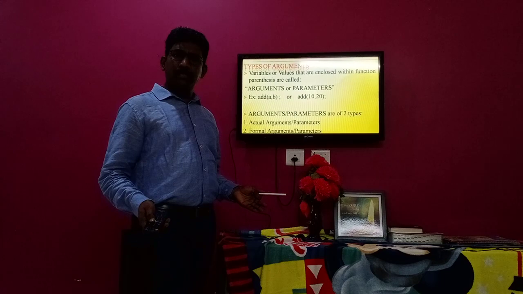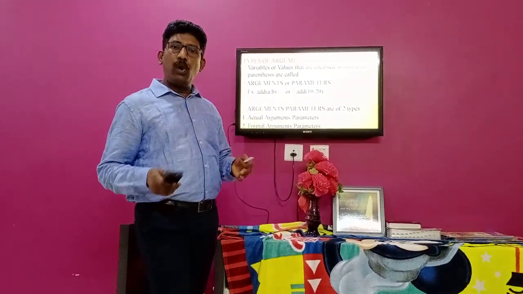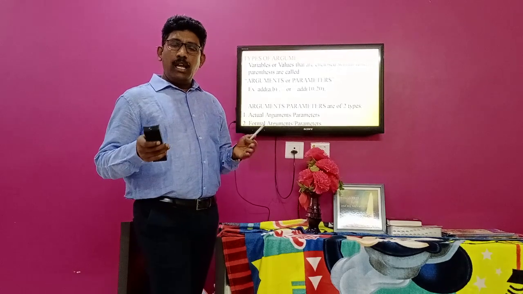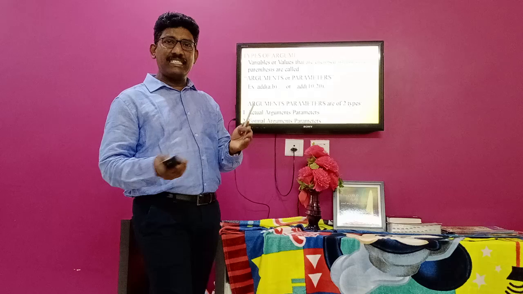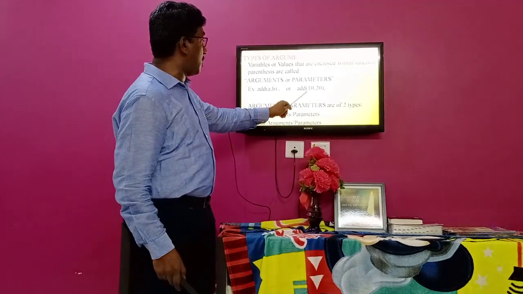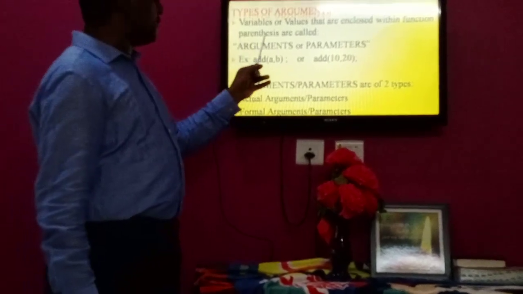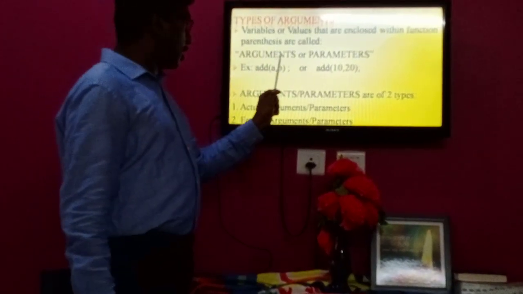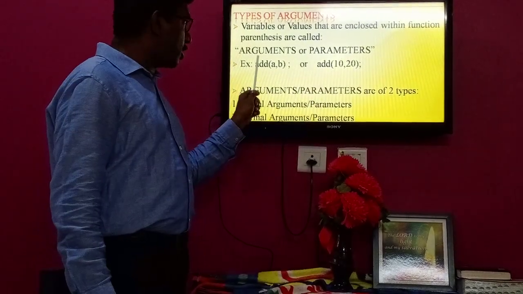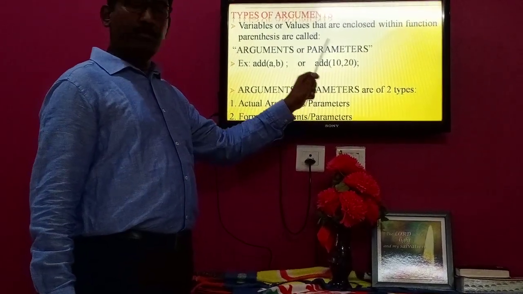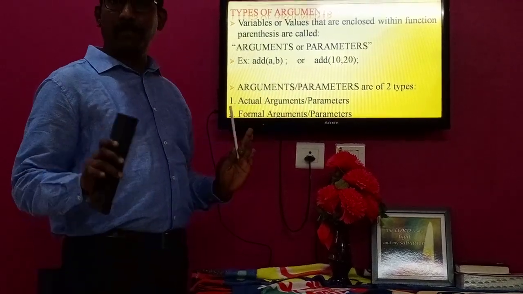Simply a variable or different variables, a value or different values enclosed within a pair of function parentheses. This is called function parenthesis. Variables or values that are enclosed within function parentheses are called arguments or parameters. Arguments are also called parameters. Either it may be argument or parameter, both are the same, but those are simply variables only.